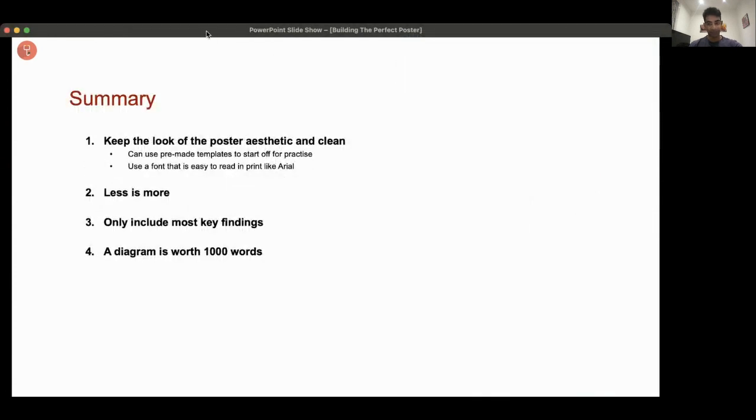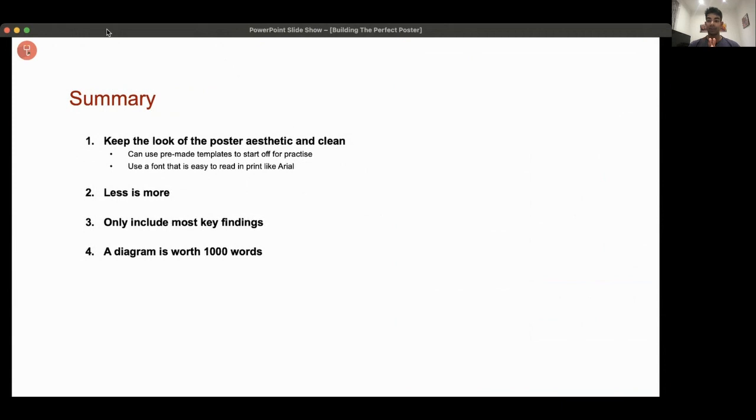Oh, I guess we're at the summary then. So to summarize, keep the look of the poster aesthetic and clean. Clean and consistent. That's what I would say. You can use pre-made templates to start off with for practice. It comes with a color palette and places to put your results and things. But those often have lots of text boxes, so be aware of that and know to delete the text boxes and replace them with images when it's appropriate to do so.